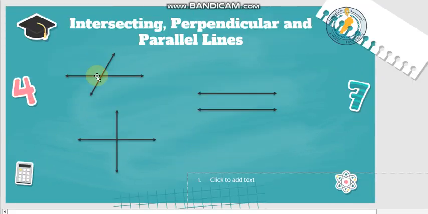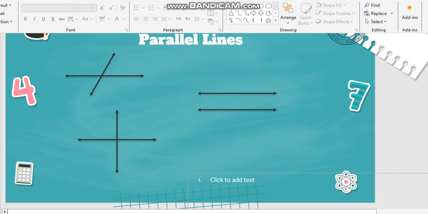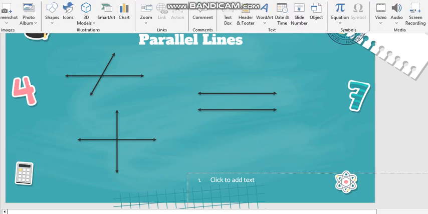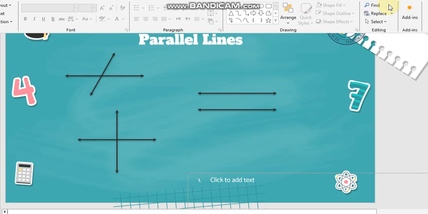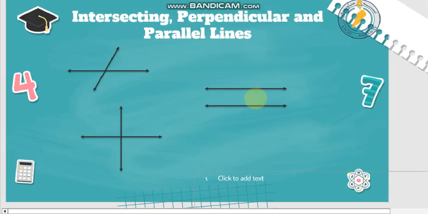As you see in this picture, we have three kinds of lines. This is the first kind, which is the intersecting lines. As you see, these two lines intersect at one specific point. And here, as you see, these two lines do not intersect at all. We call them two parallel lines because they do not intersect at all. This is the third kind of lines.